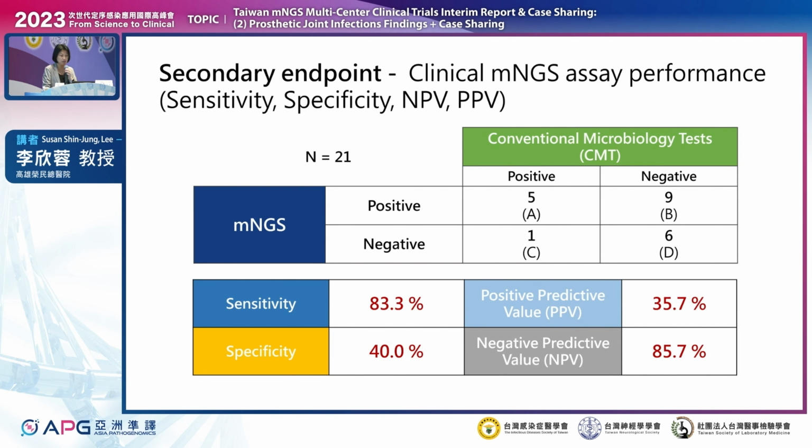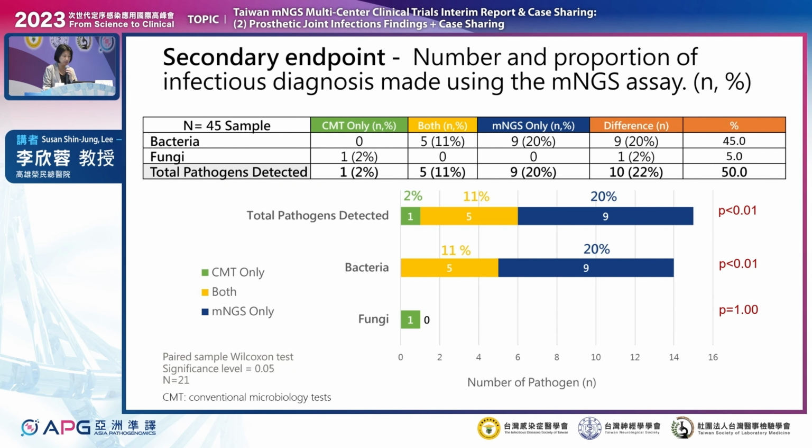The secondary endpoint included assay performance of the NGS and showed a high sensitivity of 83% and a high negative predictive value of 85%. The low specificity and positive predictive value occur because the gold standard using conventional microbiology is not the optimal diagnostic test. And this shows that NGS actually may perform better than the microbiological tests.